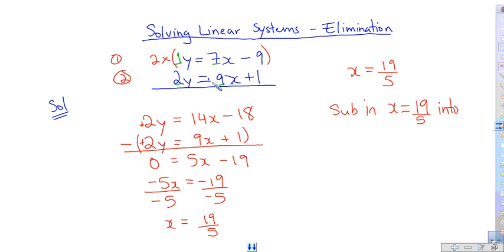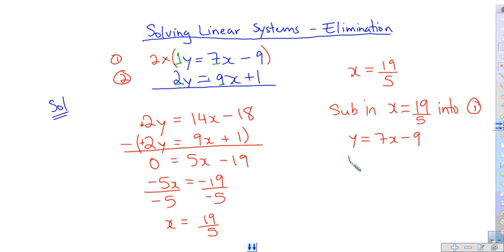Which one do you think would be easier? I would think equation number 1 might be easier because y is already on its own. So it probably avoids one more step. In this case, you'd probably have to divide by 2 at the end. So let's sub into equation 1, and that would be a little bit easier.